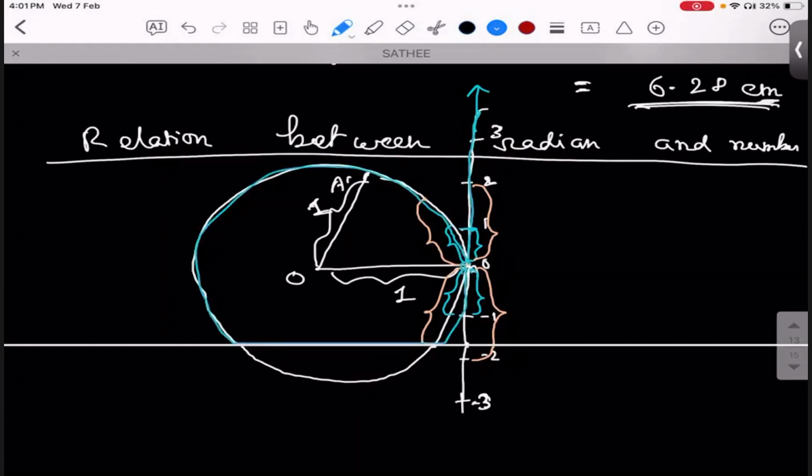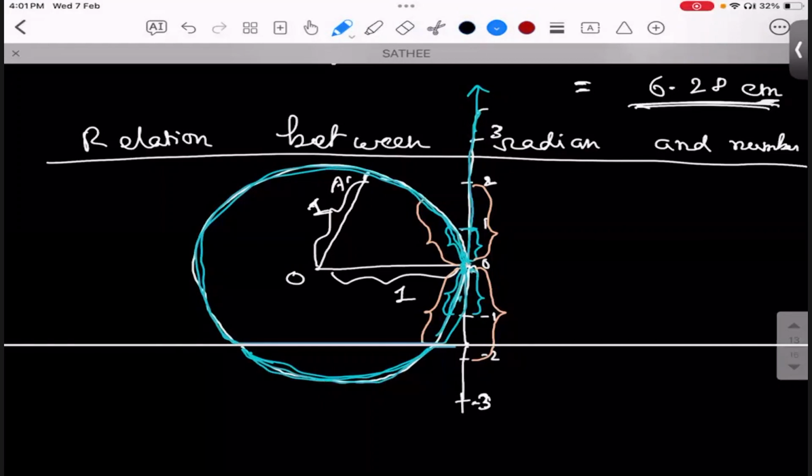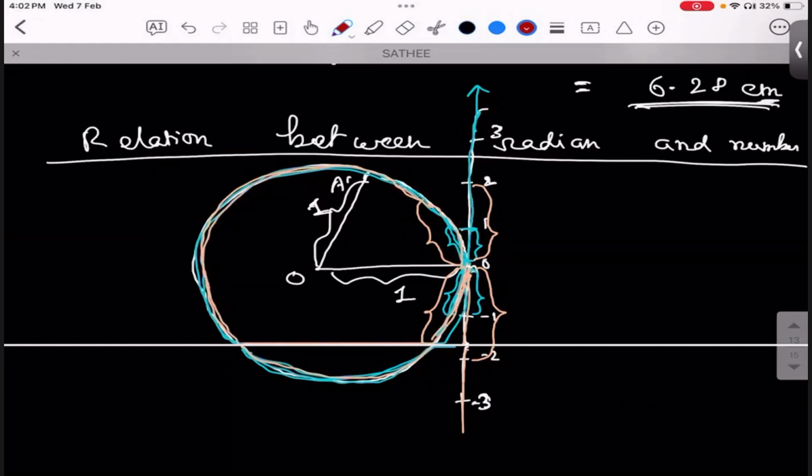Like this, again this, and so on. And similarly, if I talk about this red line, that is the negative direction, let's also wrap it along this like this. Just the direction changes. The direction goes changed. So a radian and a real number are related very much.